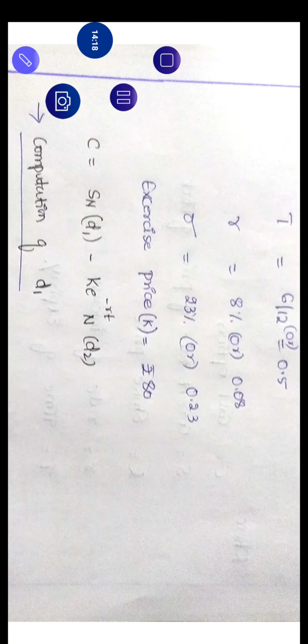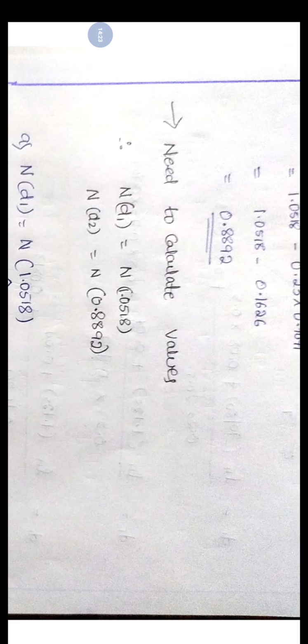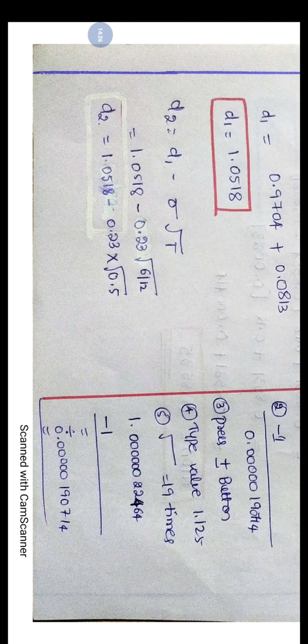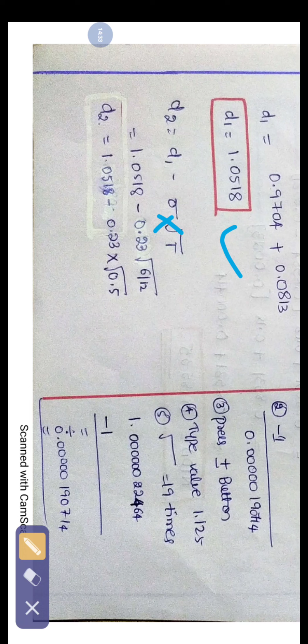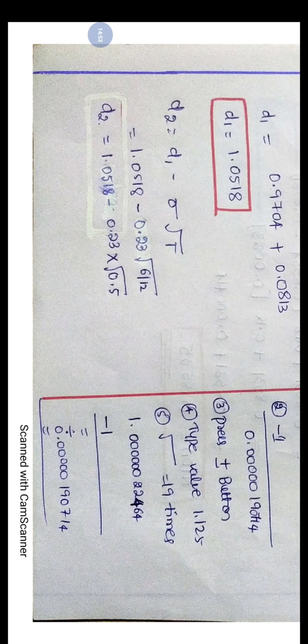That is given here. So the formula for d2 is d1 minus standard deviation into square root of time. So d1 is 1.0518, standard deviation is 0.23, and the square root of time, time is 6 months divided by 12. So 6 by 12 will be 0.5. So square root of 0.5 into 0.23.